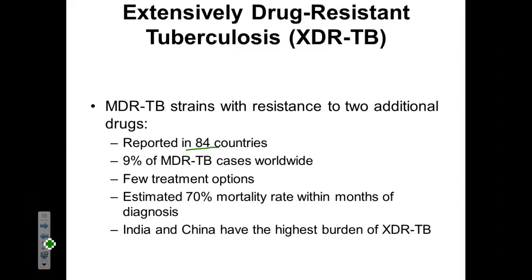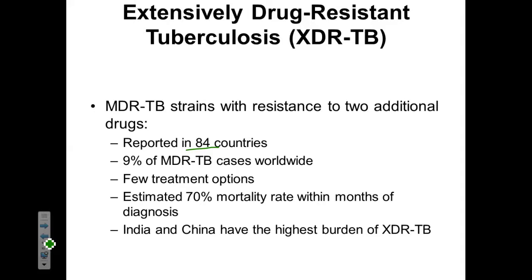9% of TB cases worldwide are multi-drug resistant TB cases. Individuals that have multi-drug resistant tuberculosis have very few treatment options. The classic medications, the chemotherapies that we'd offer them are no longer effective. Individuals that have multi-drug resistant strains of TB have a 70% mortality rate within a couple months of diagnosis.